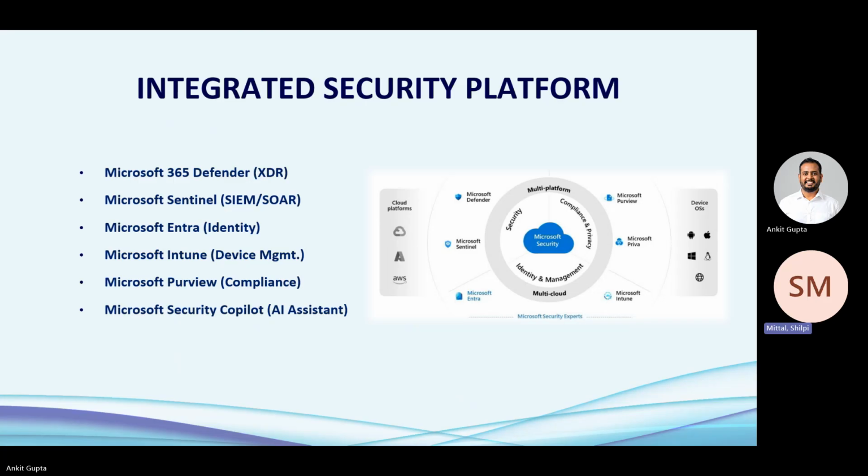And then the identity platform feeds authentication and access signals. It's integrated through things like conditional access. For example, if Defender flags a device as high risk, Entra can automatically block that device or require MFA. Identity and threat protection work hand in hand.